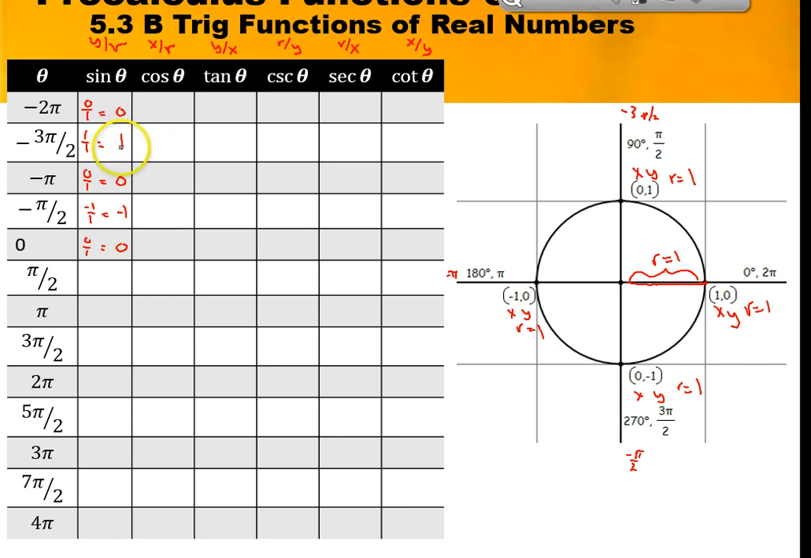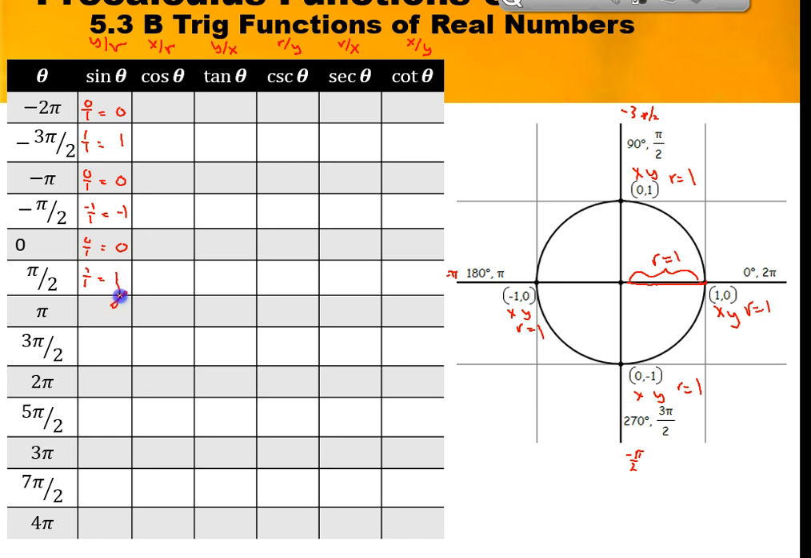Okay, do you guys see any pattern here? We have 0, then 1, then 0, then negative 1, then 0. So what do you think pi over 2 is going to be? Yep, it's going to be 1, but to double check, it's going to be y over r, so 1 over 1, which is 1.